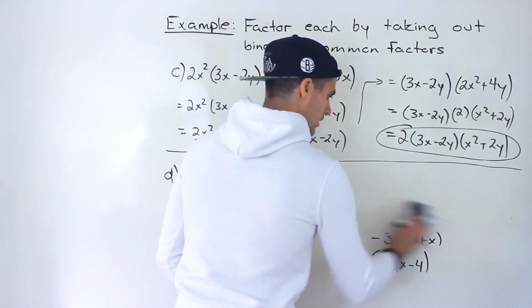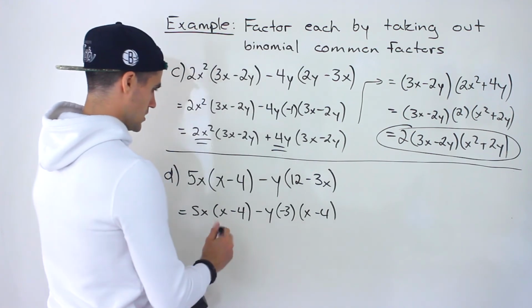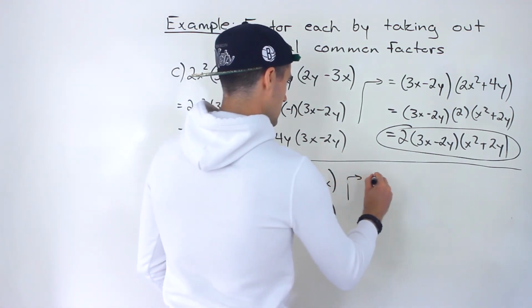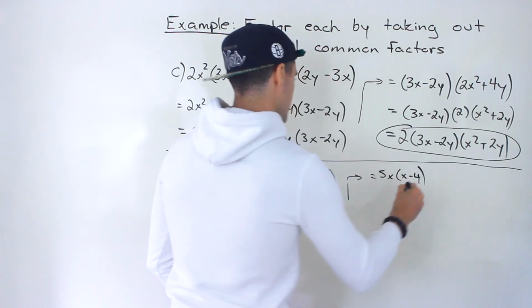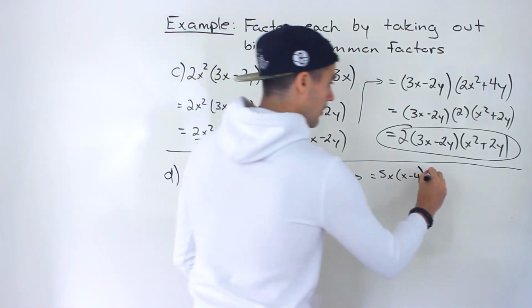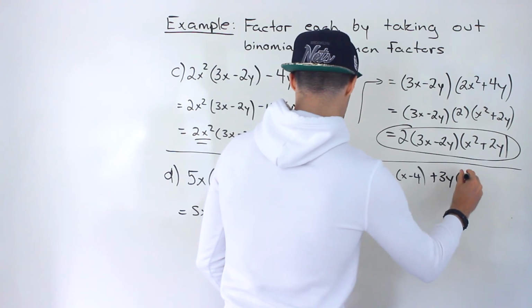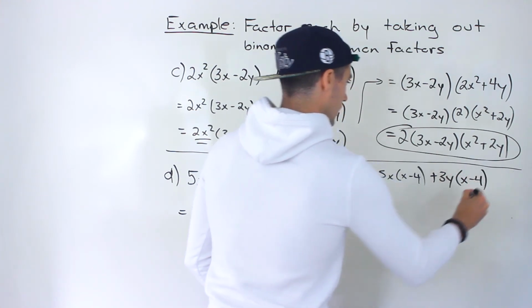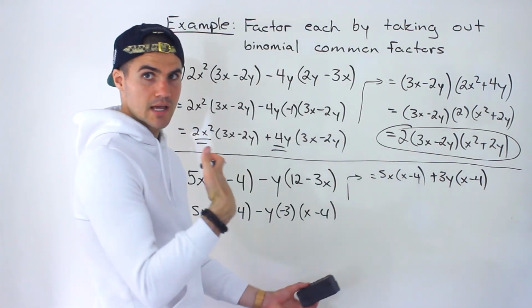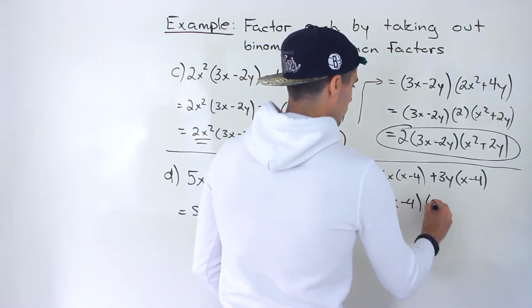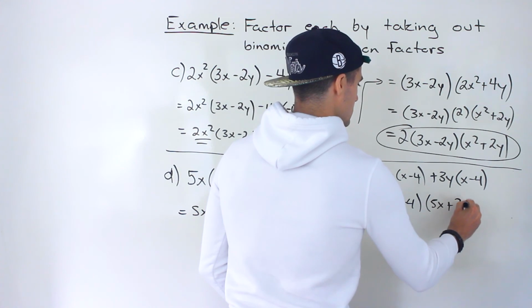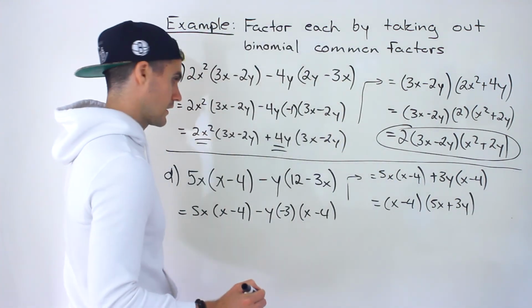And from here it becomes the same kind of question. Let's continue it here. We'll have 5x(x minus 4), negative y times negative 3, positive 3y(x minus 4), like that. And now notice we could take out an x minus 4, and we're left with 5x plus 3y, like that.